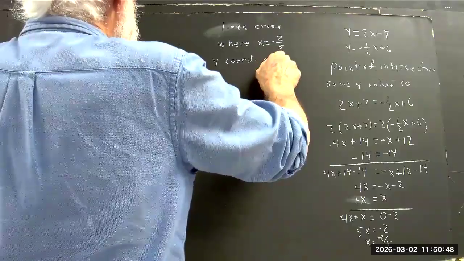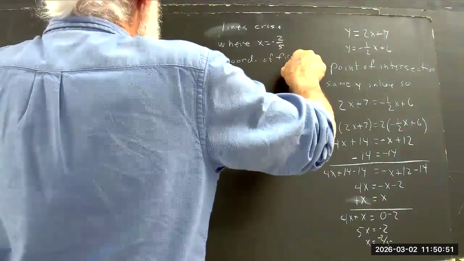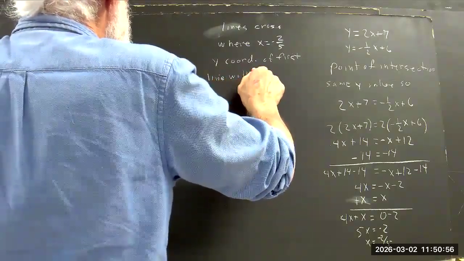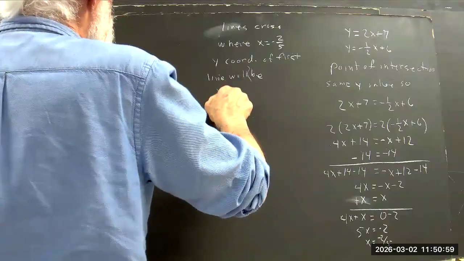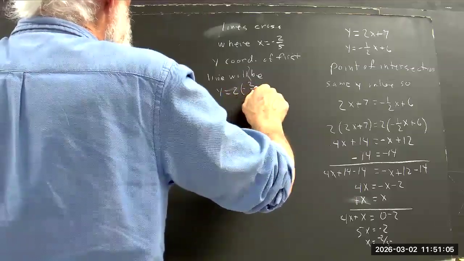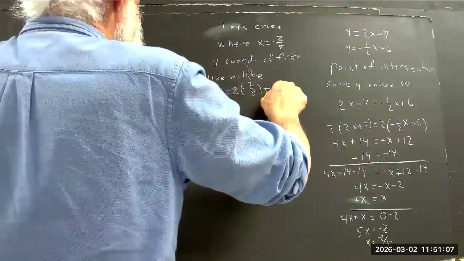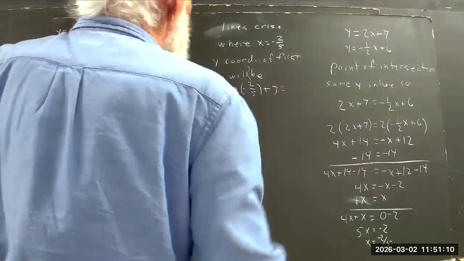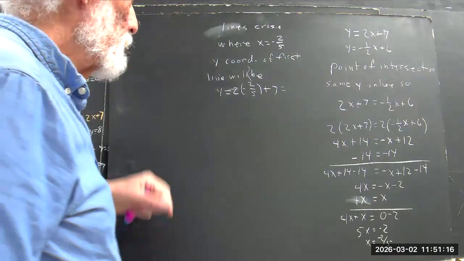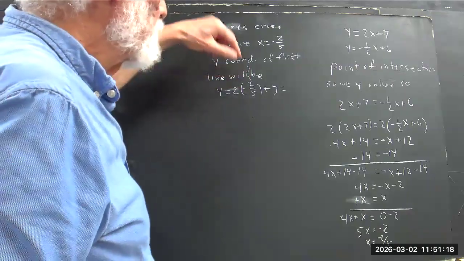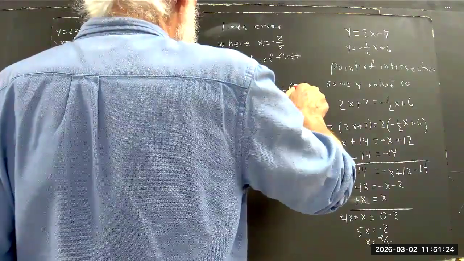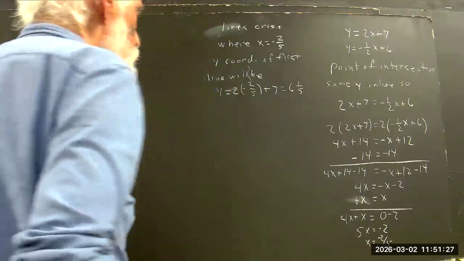Now I'm going to do the y coordinate of the first line. y equals 2 times negative 2/5 plus 7. And now we're stuck having to do a little bit of arithmetic. But 2 times negative 2/5 is negative 4/5. Negative 4/5 plus 7 is 6 1/5.